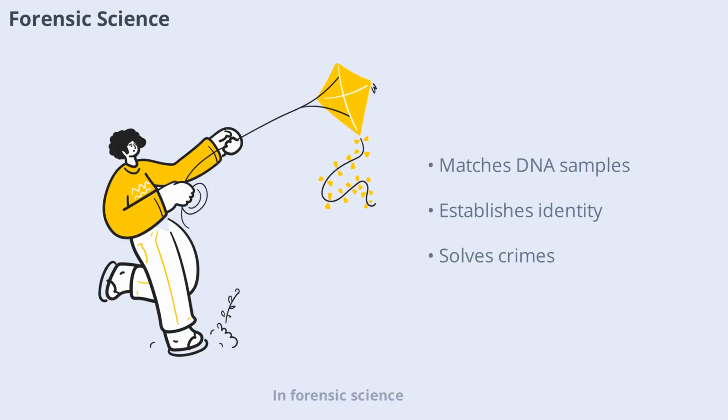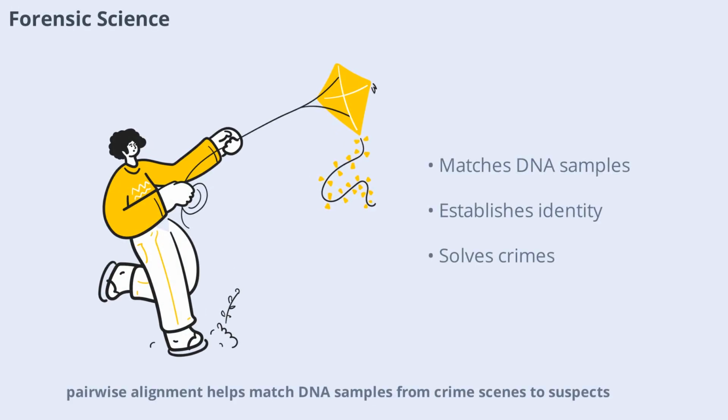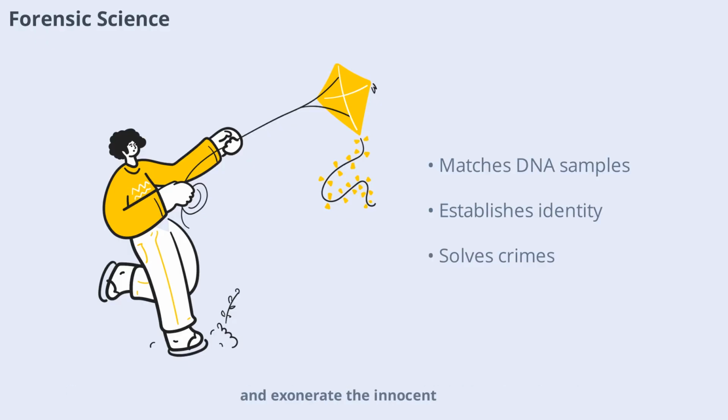In forensic science, pairwise alignment helps match DNA samples from crime scenes to suspects. By comparing sequences, forensic experts can establish identity, solve crimes, and exonerate the innocent. Sequence alignment is a powerful tool in the pursuit of justice.